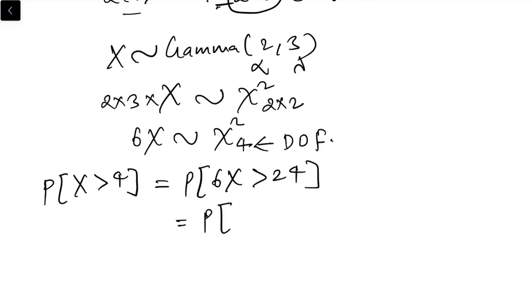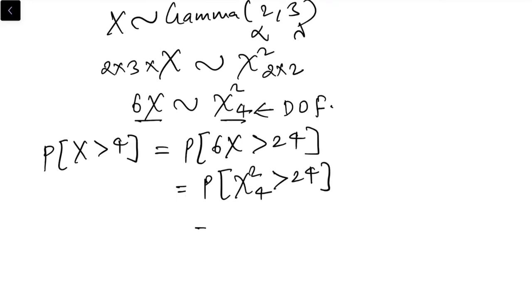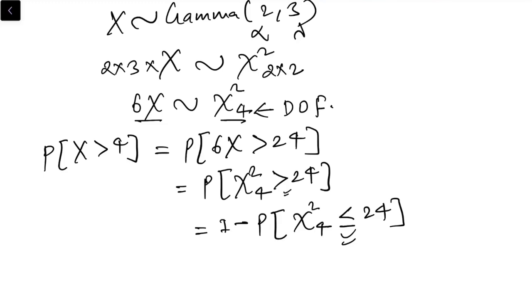So this is probability chi-square 4. Okay, I replaced 6x with chi-square 4 greater than 24. And then I can write this as 1 minus probability chi-square 4 less than or equal to 24. Now we are going to use the table, and in the table you're only given the values for less than or equal to. You do not have the values for greater than. Okay, that's why I have changed greater than to less than or equal to. Now let's see how the table looks like.